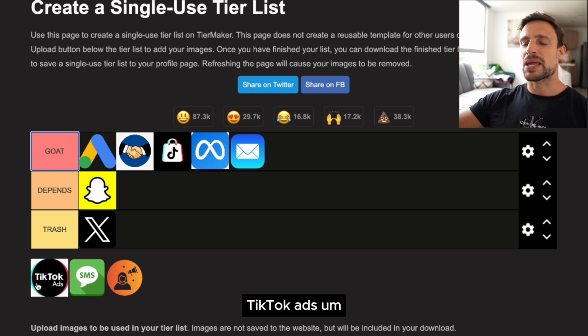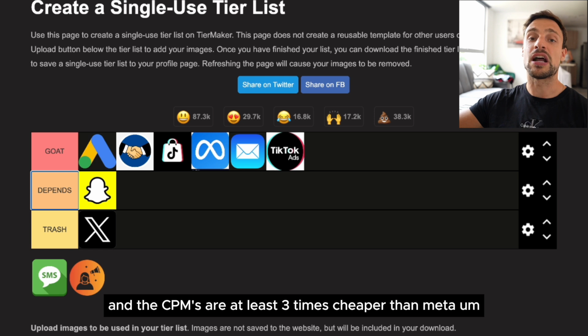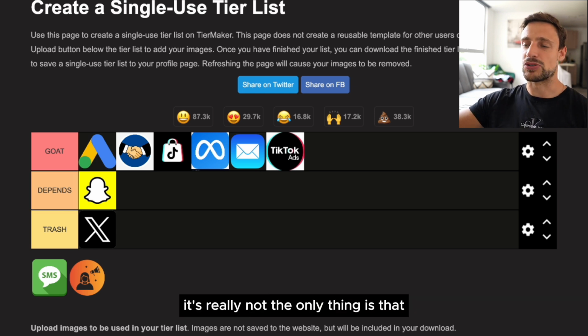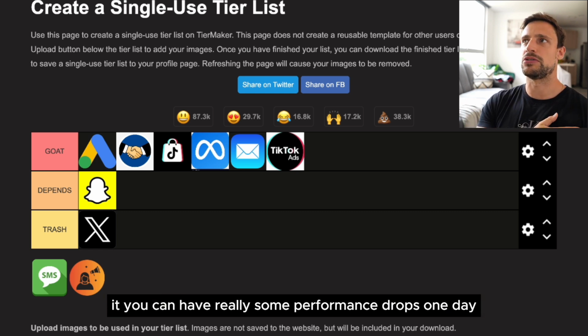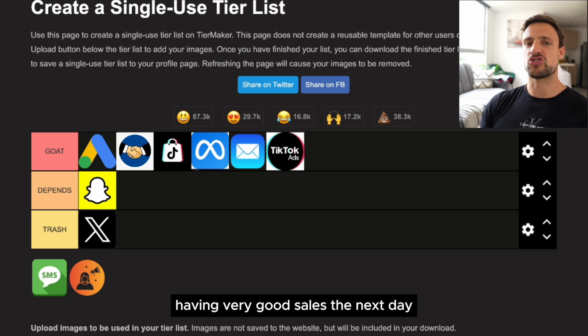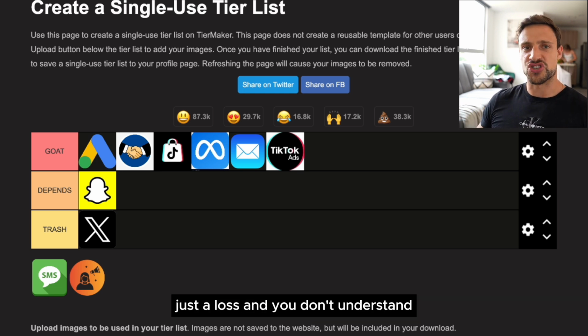TikTok ads, I would put in GOAT. TikTok is so powerful, and the CPMs are at least 3 times cheaper than Meta. It's really nuts. The only thing is that the algorithm is not as powerful as Meta. You can have really some performance drops. One day having very good sales, the next day without having changed anything, just a loss, and you don't understand.